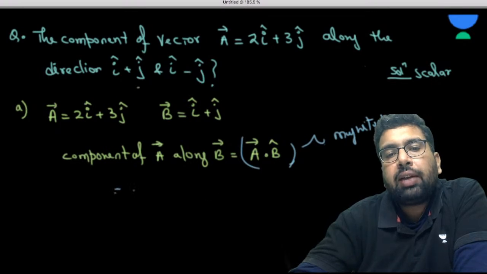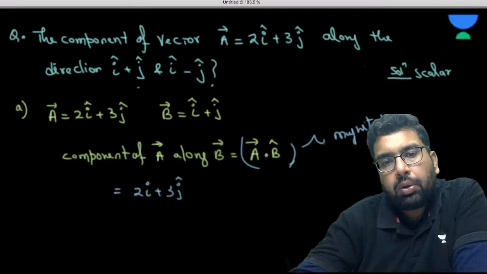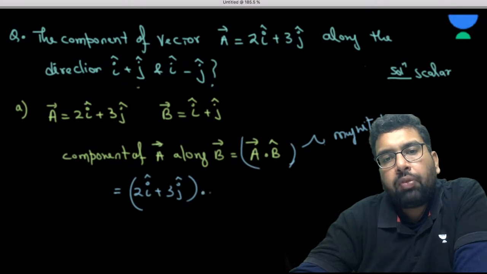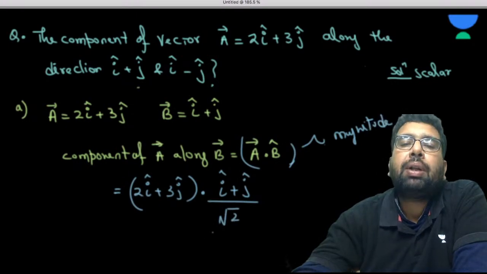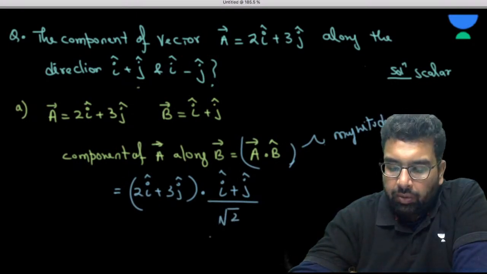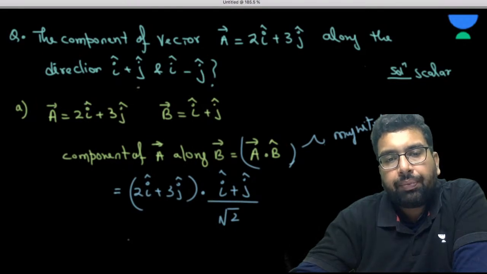Now please understand this. So A vector is 2 i cap plus 3 j cap, dot product with the B cap. B cap is B vector, that is i cap plus j cap, upon mod of B. Mod of B is root 2. This is going to be the B cap. Unit vector is the vector divided by its magnitude. So it is going to be, see, 2i square.